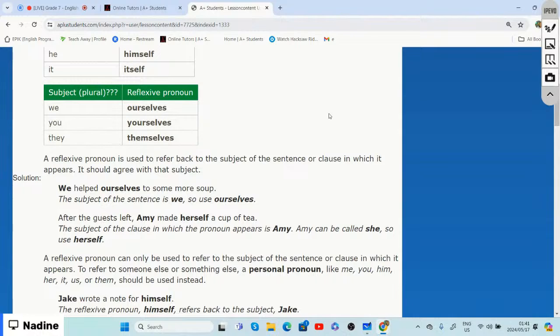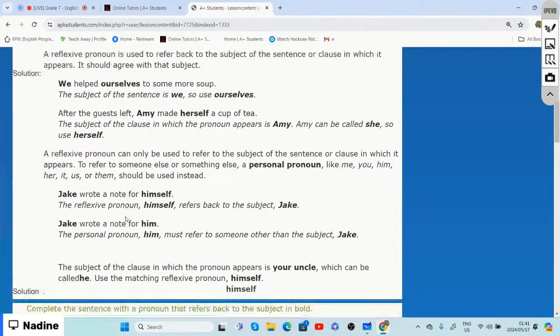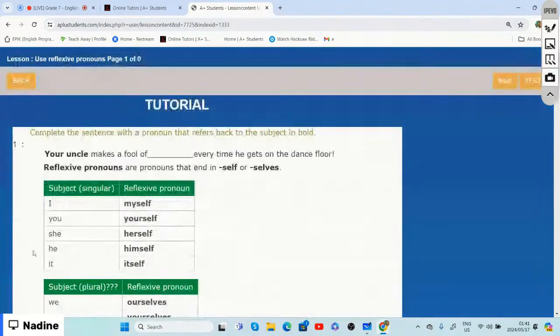All right. Okay, so we went already over those ones. So we now need to use reflexive pronouns. Remember, we basically looked at the difference between a reflexive pronoun and a personal pronoun. Pronouns refer to the next person, right?